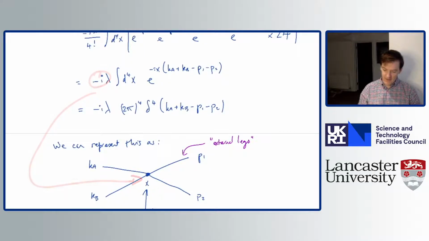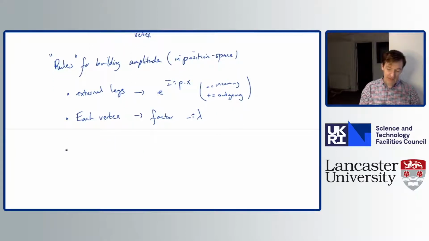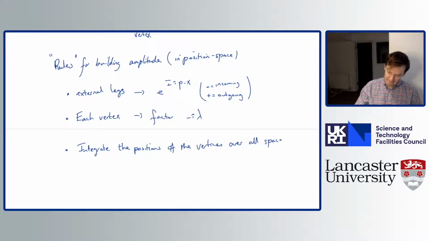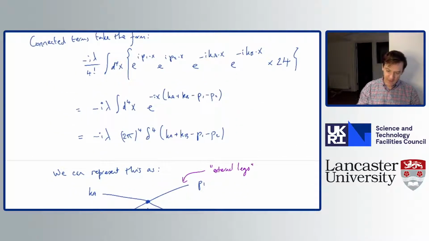This vertex is associated with this point x. And we see in our amplitude that this vertex factor doesn't come alone. It comes with the d4x piece. So what we have to do is include this integral. In our rules, we have to integrate the positions, though they're really space-time points, or rather the coordinates of the vertices, over all space-time. So that's what the d4x term is doing in our expression.